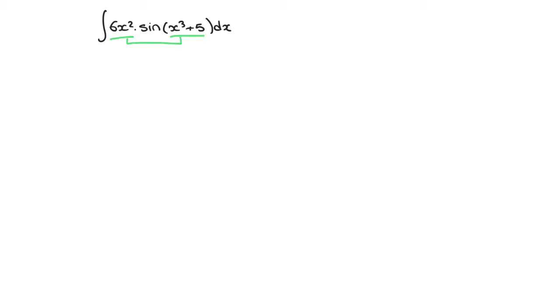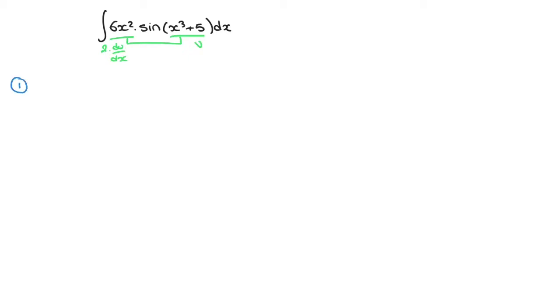Now, looking at these two, it doesn't take us too long to see that if we were to differentiate x cubed plus 5, we'd get 3x squared, but we have 6x squared. So that's 2 times the derivative. What I'm saying here is, if I let x cubed plus 5 equal u, then 6x squared would be 2 times du dx. So this is a scenario for u substitution. So let's go ahead and solve this with our 4 steps.